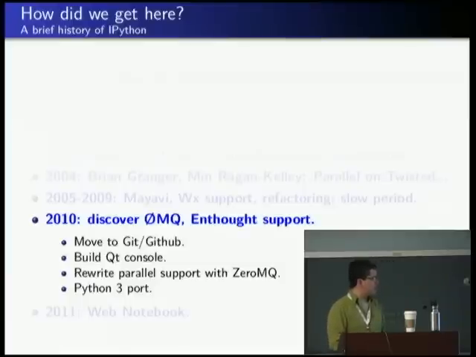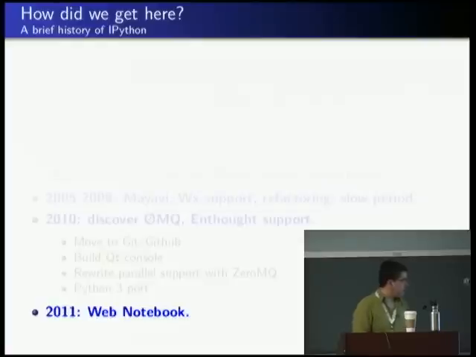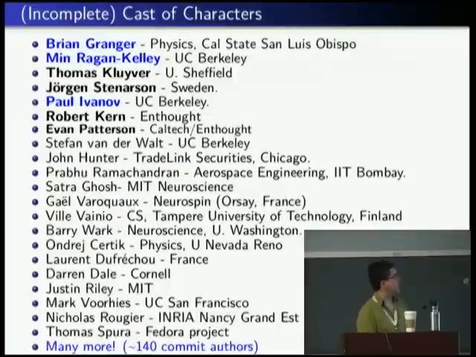With Enthought support, we built the Qt console. The parallel code that Min had written on top of Twisted, he rewrote it in one of the most amazing feats of development I've ever seen. He rewrote it on top of 0MQ in a couple of months all by himself. And Thomas Kluyver joined the project and did a Python 3 port. Then finally, last year, we developed and deployed the first version of the web notebook, something that we had wanted for a long time.